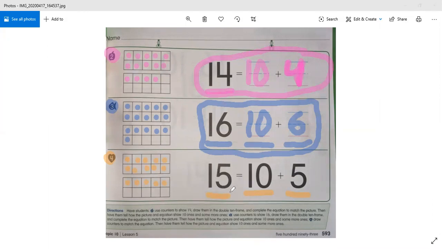So 15, and I want y'all to say this out loud. Say 15 is 10 ones and 5 more ones. And then I want you to say out loud, 10 plus 5 equals 15. And go ahead and write down your answer for 4. Go ahead and write down this equation for number 4.